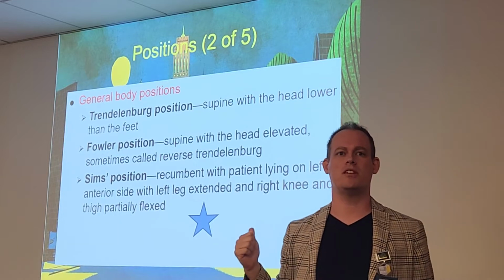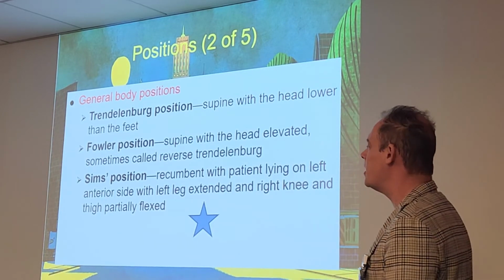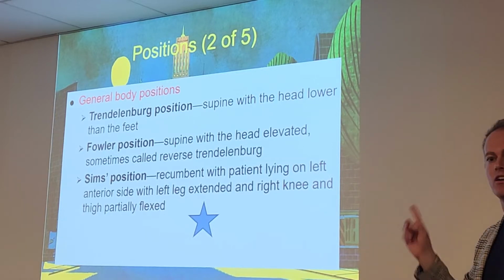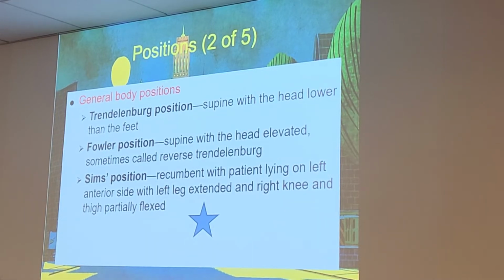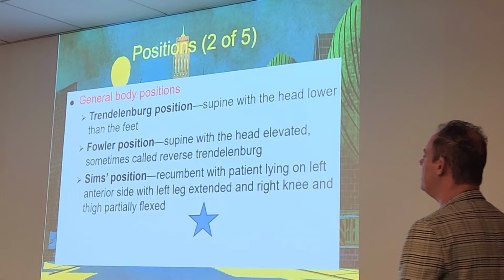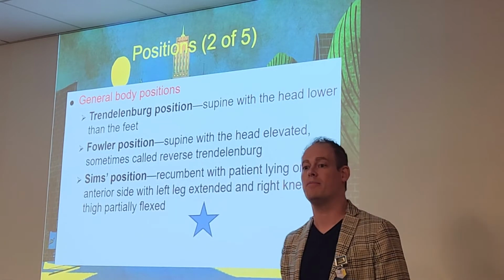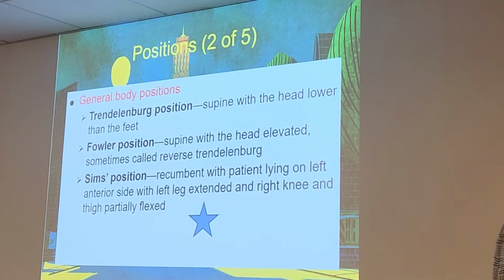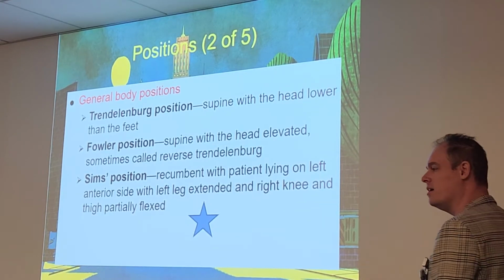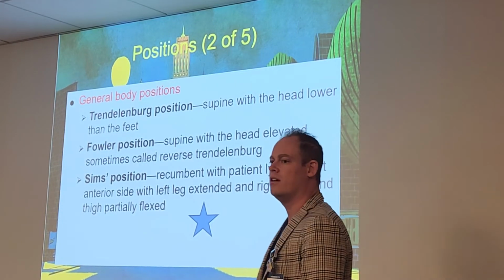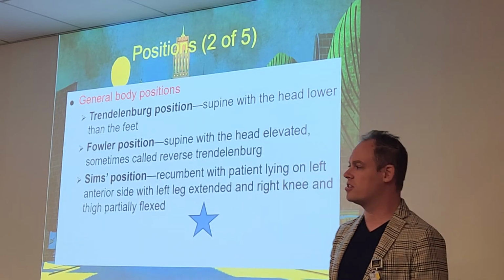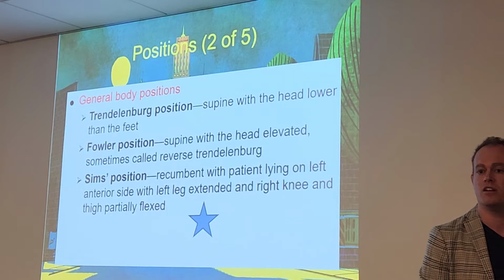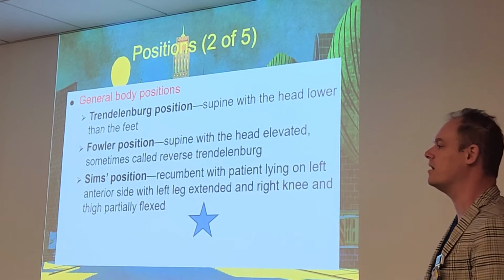Then there's the Sims position. This is when the patient is recumbent. The patient is lying on their left anterior side, specifically can only be left anterior, with the leg extended and the right knee and thigh partially flexed. Sounds complicated, but I've got a picture to show you that as well. Why do we do this position? This is done for a specific type of exam in radiography, for our BE exams, barium enemas, when we're inserting a barium enema tip into the patient. It relaxes the sphincter to allow that tip to be inserted more easily.